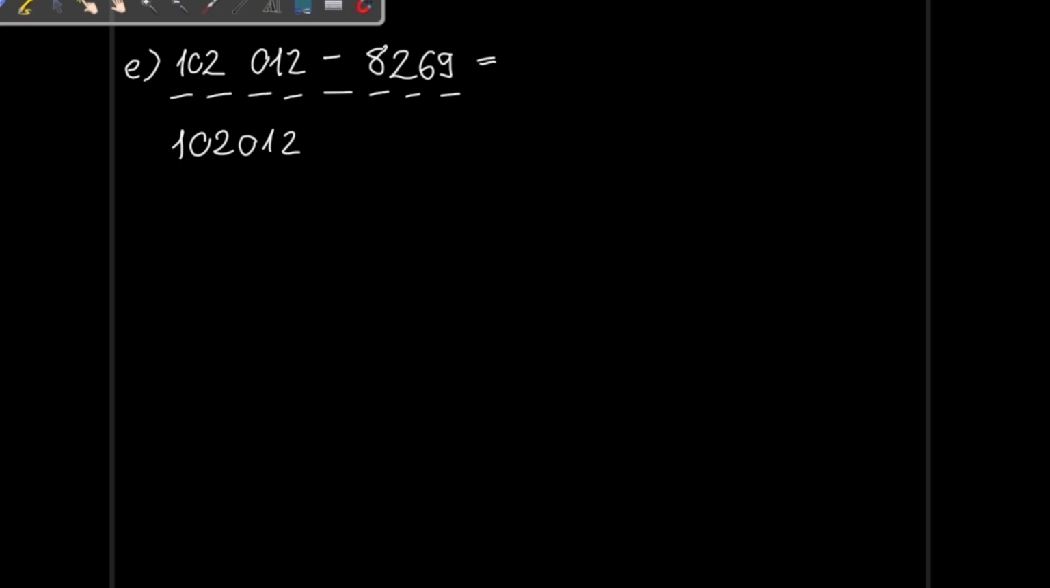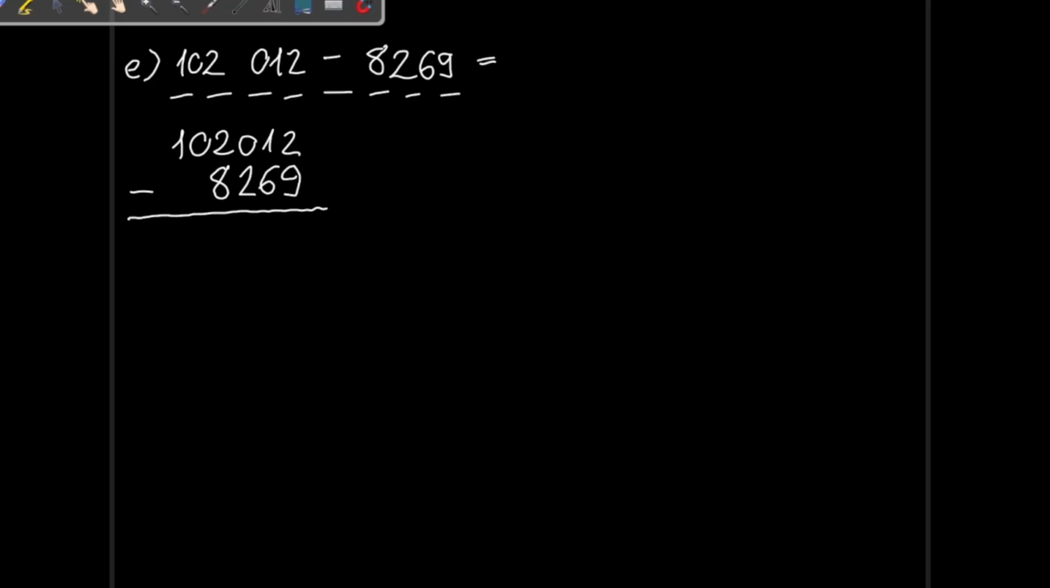So the example 102,012 minus 8,269. Alright, here is the first number, and here is the second number.